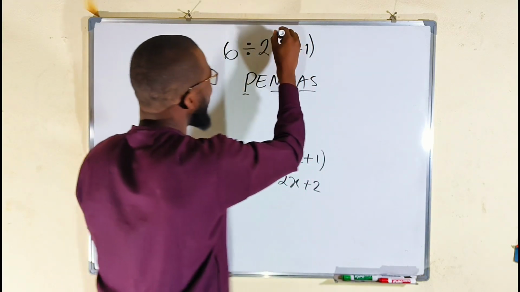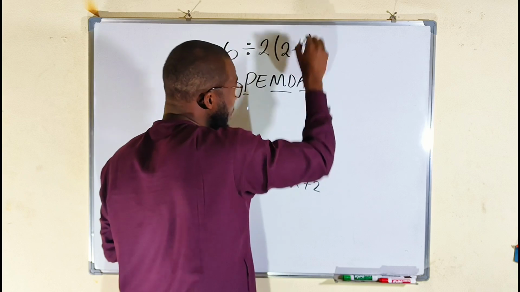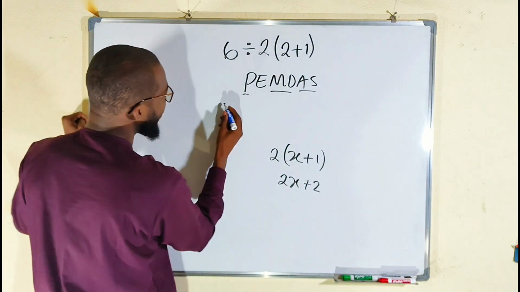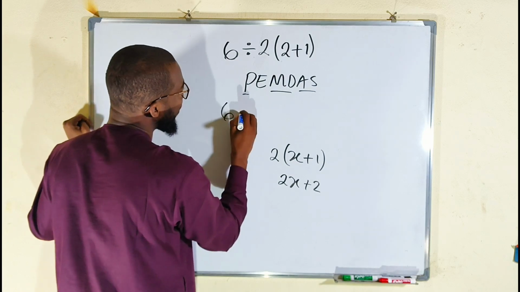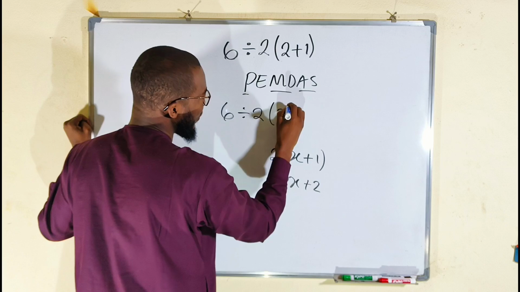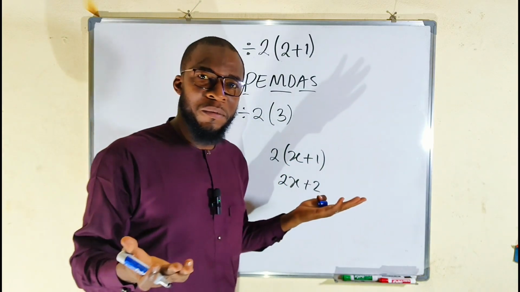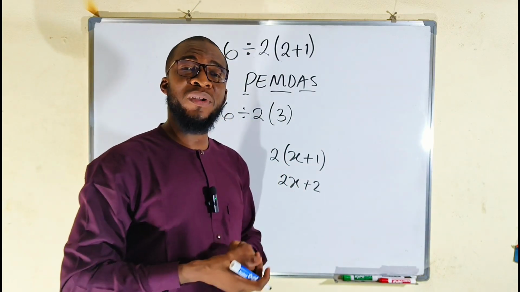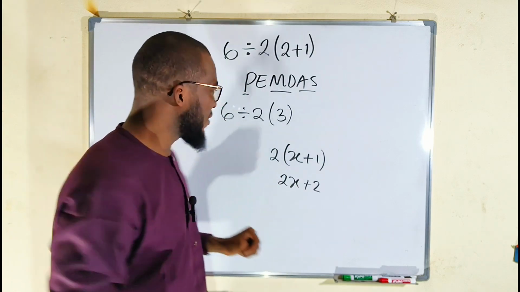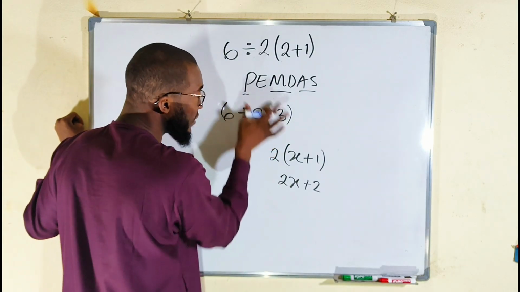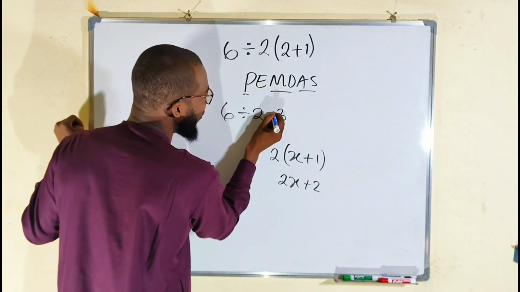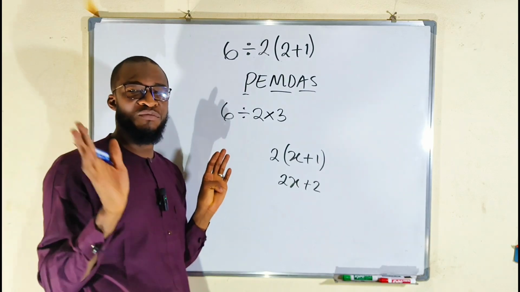The whole of this is our parenthesis, right? So what is inside is just 2 plus 1, which is 3. So we can write this according to PEMDAS as 6 divided by 2, and in parentheses, we have 3. But there's nothing under the parenthesis if not 3. So we have finished dealing with our parentheses, and you can confidently remove it. Yes, because the relationship between the number outside and the parentheses is multiplication. Just replace it with multiplication.